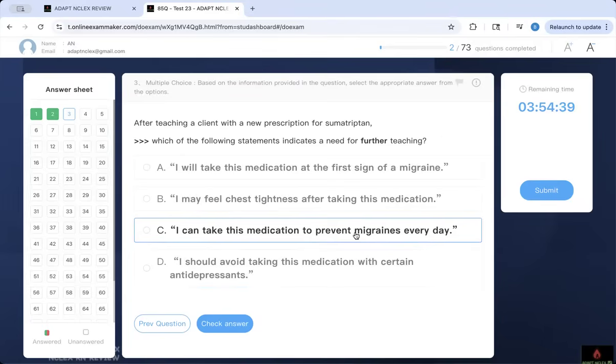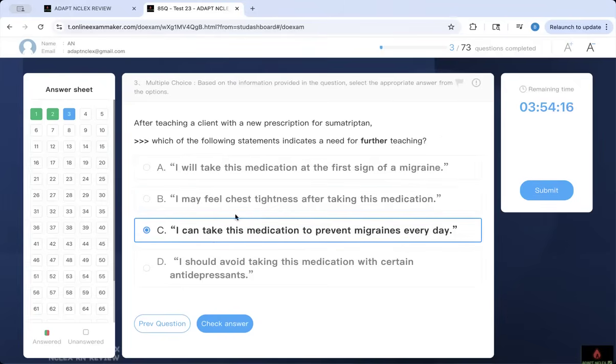Not to take it every day, because when you take it every day, you're going to have trouble. It can cause hypertension, it can cause a bunch of problems. And therefore, I take this medication to prevent migraine every day? No, you take it at first sign of migraine. Another strategy: A and C are saying something different. That tells you they have to be the right answer.